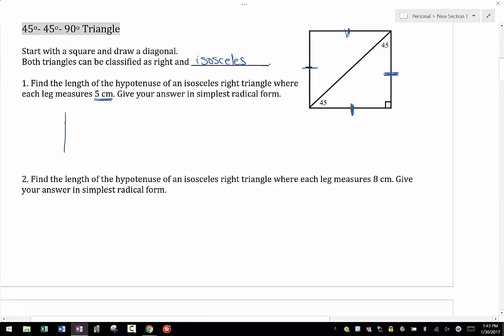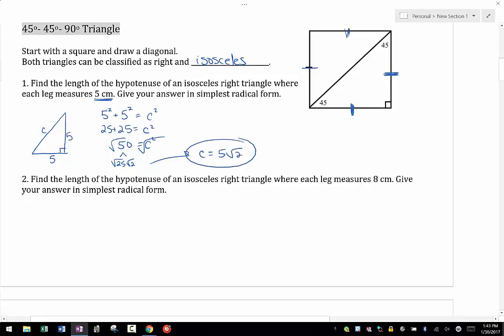So if all the side lengths are 5, and I look at this right triangle here, I have a 5 here and a 5 there, and I want to find the hypotenuse, I could say 5 squared plus 5 squared is c squared. 25 plus 25 is c squared, which gives me a 50. And then if I square root and simplify that, 50 is 25 times 2, which makes c 5 root 2. So if I have a 5 and a 5, I ended up with 5 root 2 for the hypotenuse.